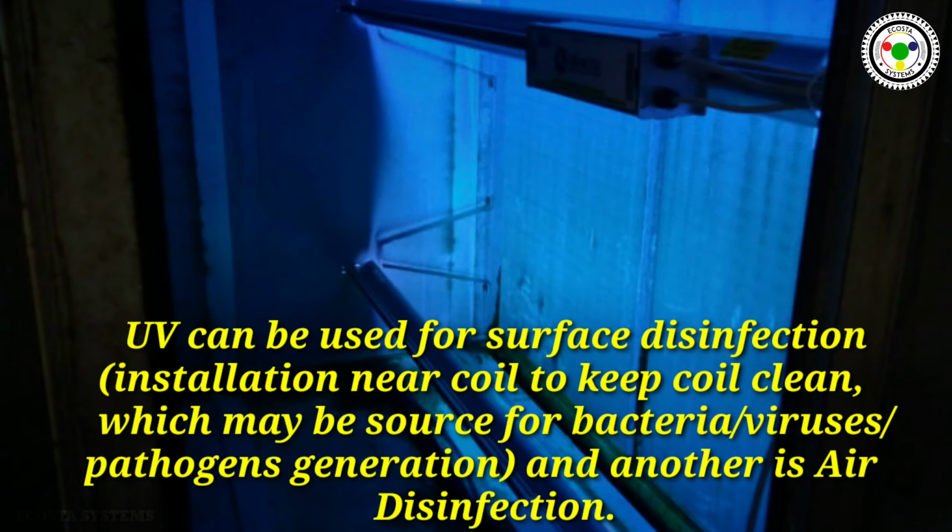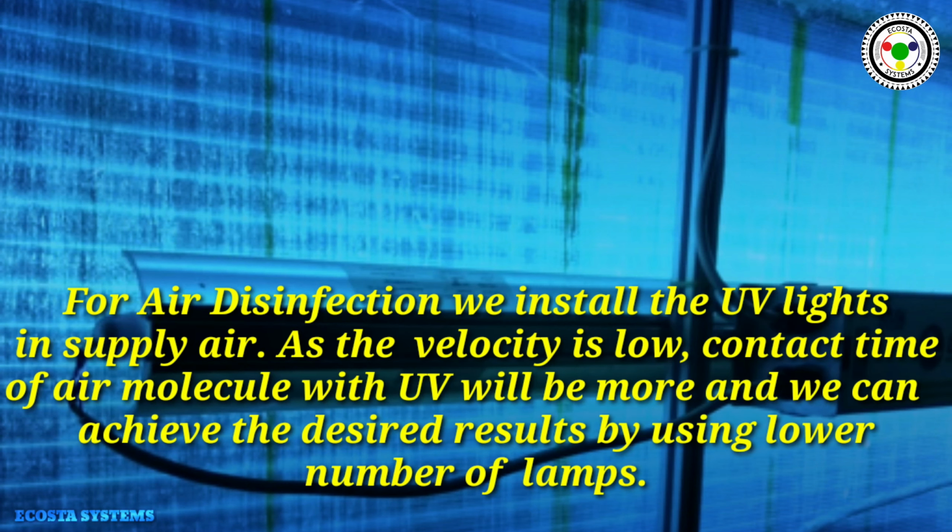UV can be used for surface disinfection by installing near the coil to keep the coil clean, which may be a source for bacteria, viruses, or pathogen generation. UV can also be used for air disinfection. For this, we install the UV lights and supply air. As the velocity is low, contact time of air molecule with UV will be more, and we can achieve the desired results by using lower number of lamps.